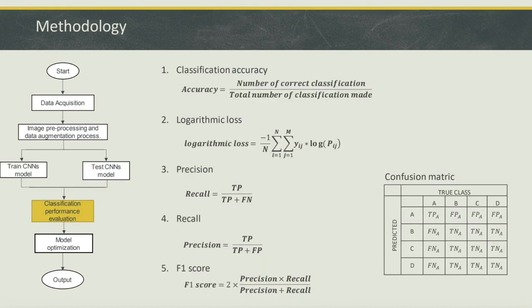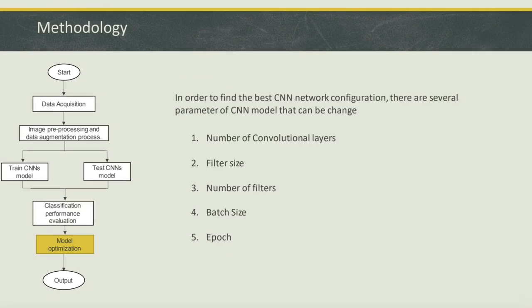The performance of the trained CNN model is evaluated using classification accuracy, logarithmic loss or log loss, precision, recall, and F1 score. The values of true positive and false negative in the precision and recall calculation can be obtained from the confusion matrix.